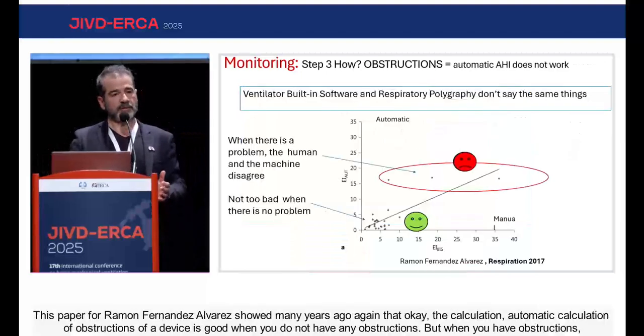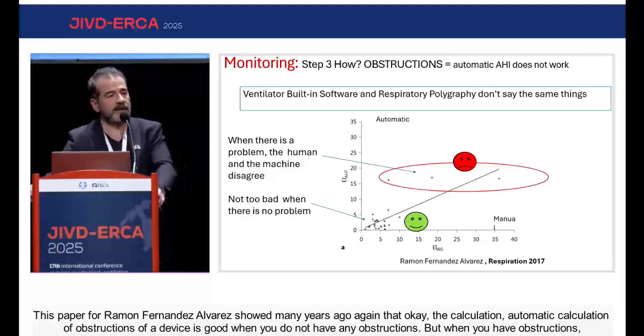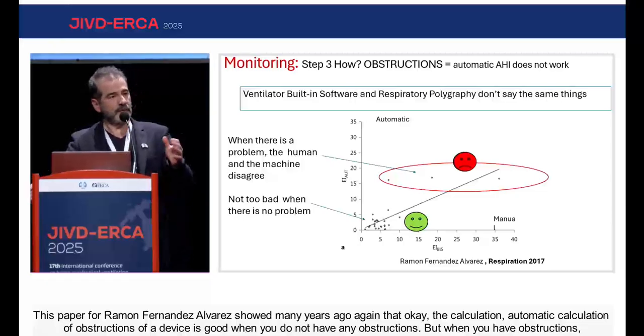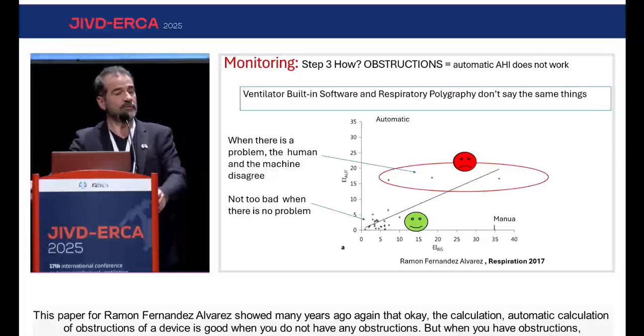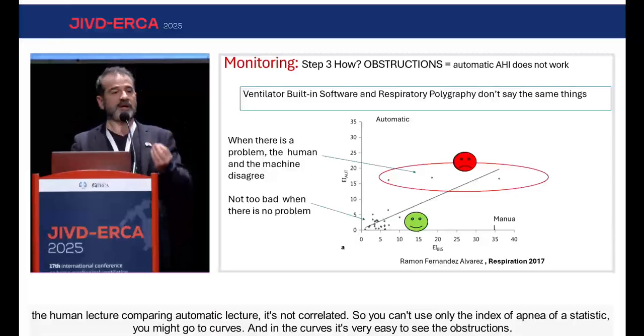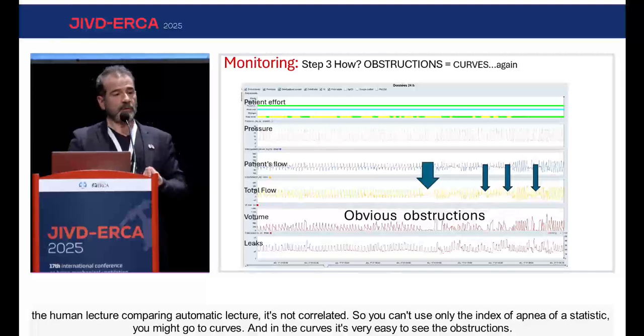And regarding obstructions, this paper from Ramon Fernandez Alvarez showed many years ago that the automatic calculation of obstructions by a device is good when you do not have any obstructions, but when you have obstructions, the human reading compared with the automatic reading is not correlated. So you can't use only the apnea index of a statistic, you must go to the curves. And in the curves, it's very easy to see the obstructions.